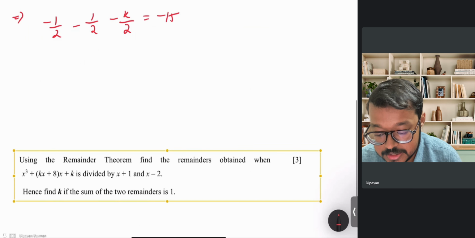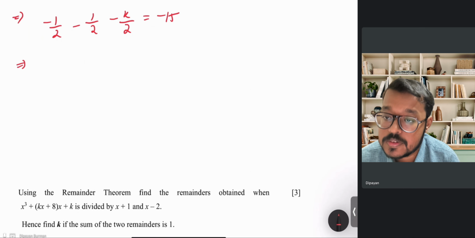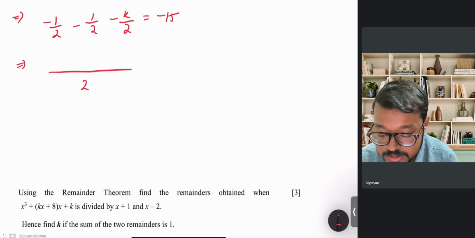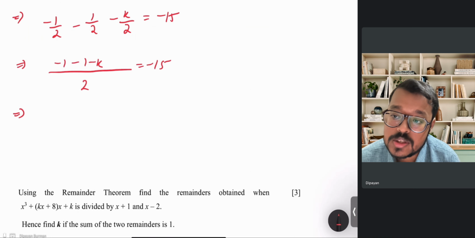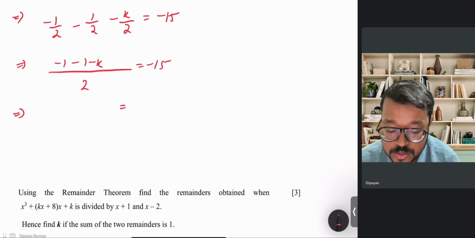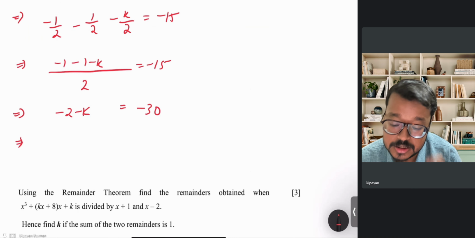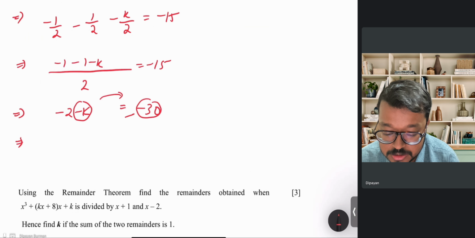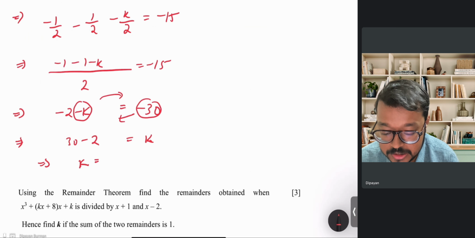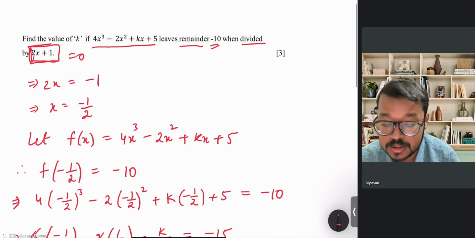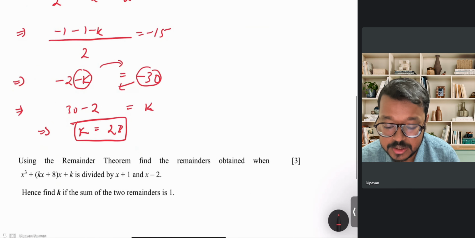So we are seeing that the left side has a common denominator of 2, and the numerator is minus 1 minus k. Now the 2 I can move to the other side. It will become minus 15 times 2, that is minus 30, and this is minus 2 minus k. Now let's move this to the other side and this to this side. So I will get k equals to 30 minus 2. So that means k value is 28. So they were asking us to find the value of k, and the answer is k equals to 28.